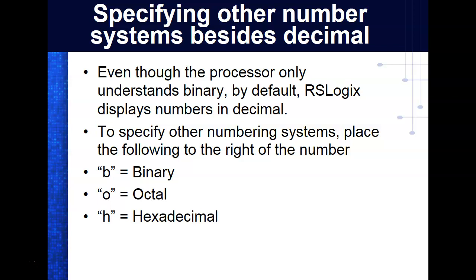So if I put a B to the right, what do I specify the number as? Binary. If I put an O to the right, it specifies my number as what? Octal. And if I use an H to the right, it specifies the number as what? Hexadecimal. So we can enter numbers in hex if we want to. So normally with these masks, that's what you're going to do. You're going to come up with the binary number and convert it to hex because you don't want to go in and put in 16 ones and zeros, right?